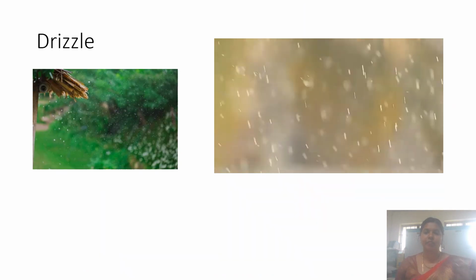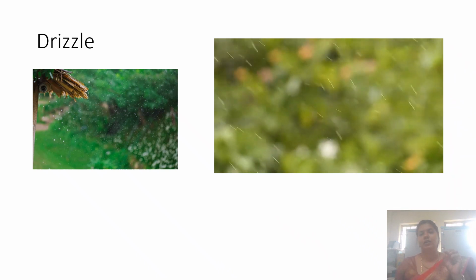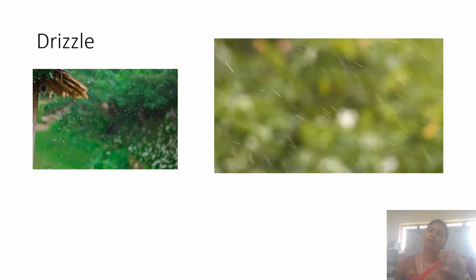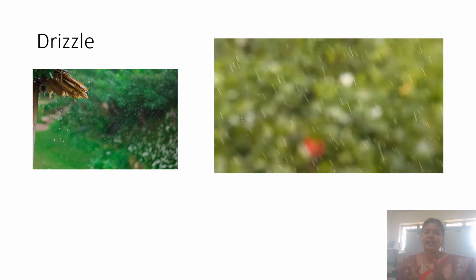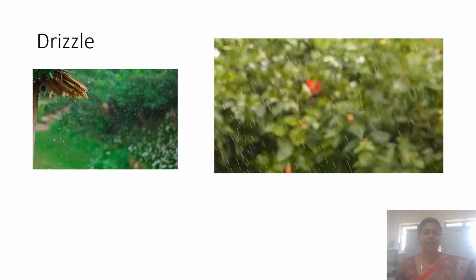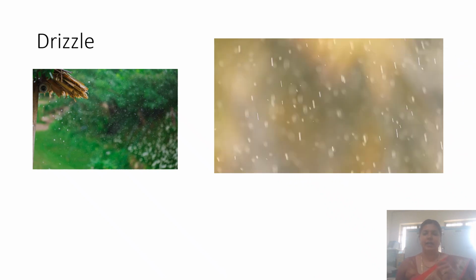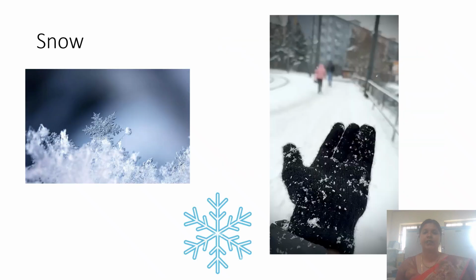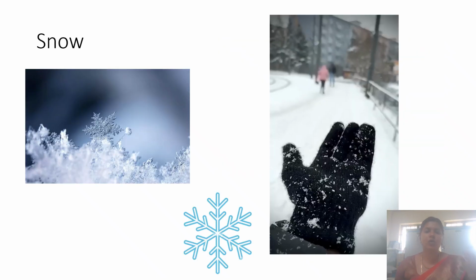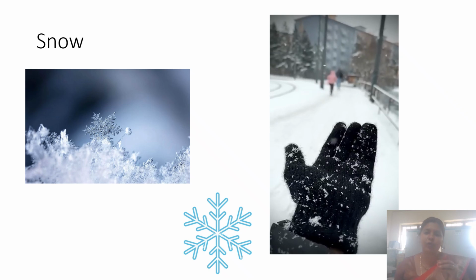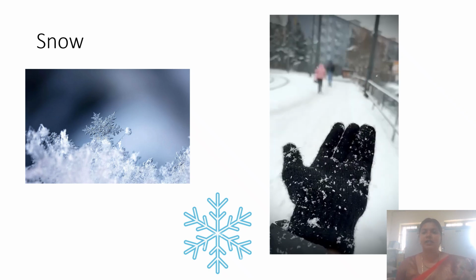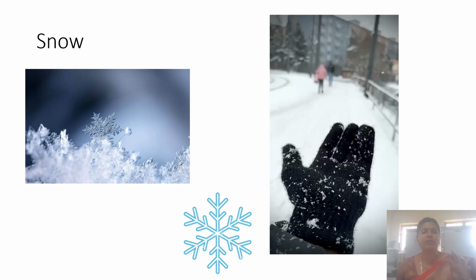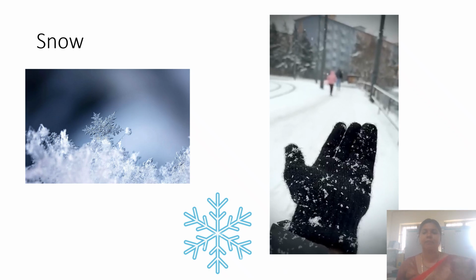Next is drizzle. Drizzle is very fine, very small droplets of water, and the size of this droplet is less than 0.5 mm, and it is denser when compared to regular rain. So next is snow. Snow is frozen ice crystals or clusters of crystals that are formed, and they always remain below the freezing level throughout their descent.